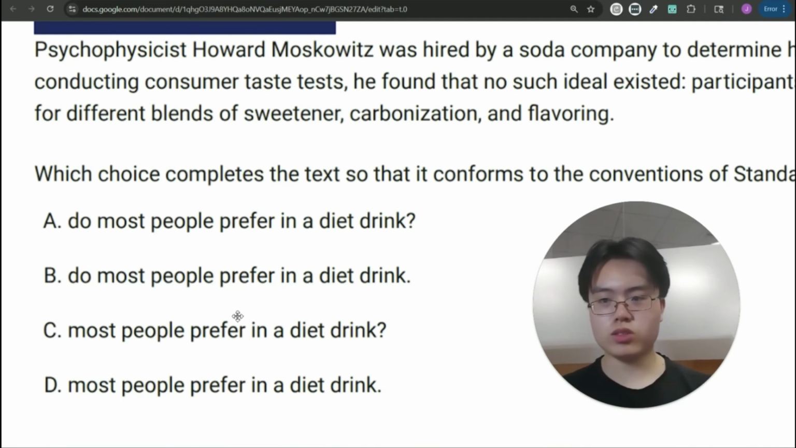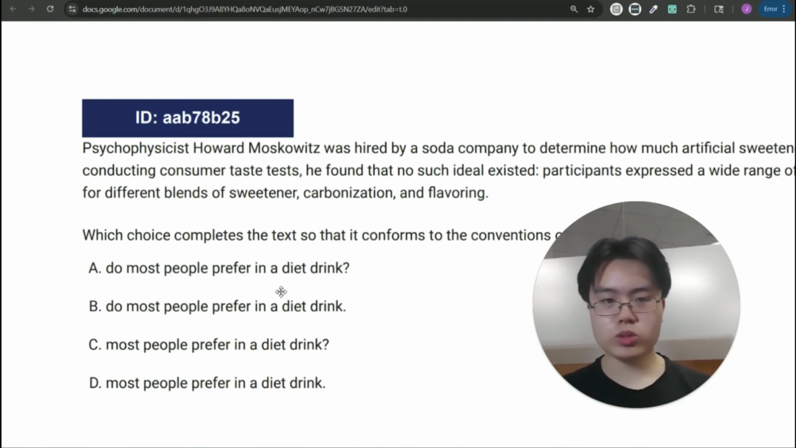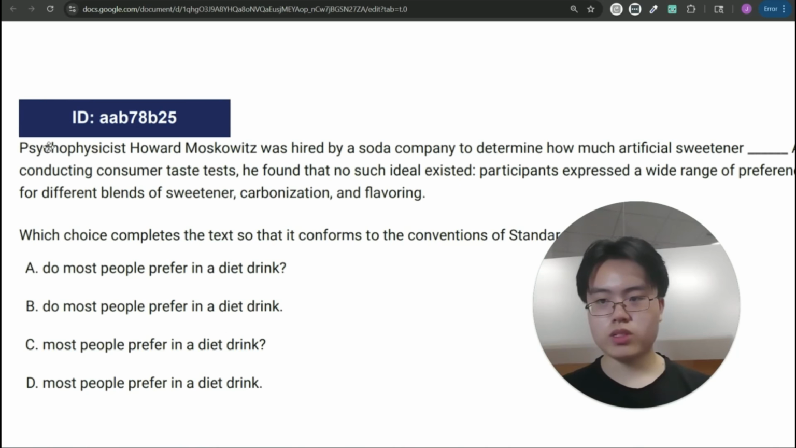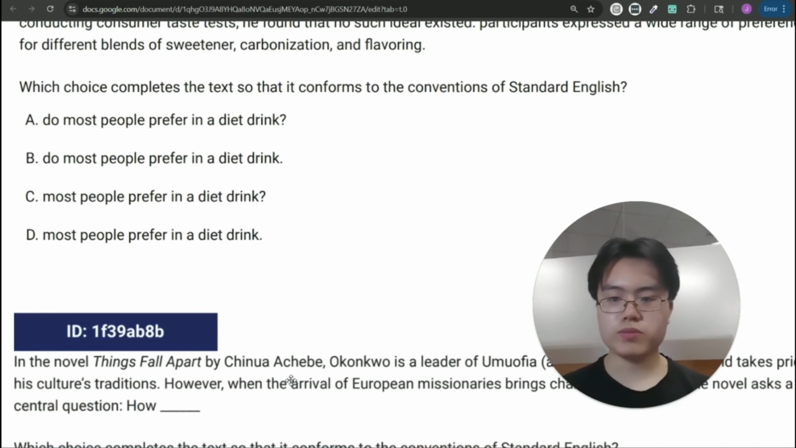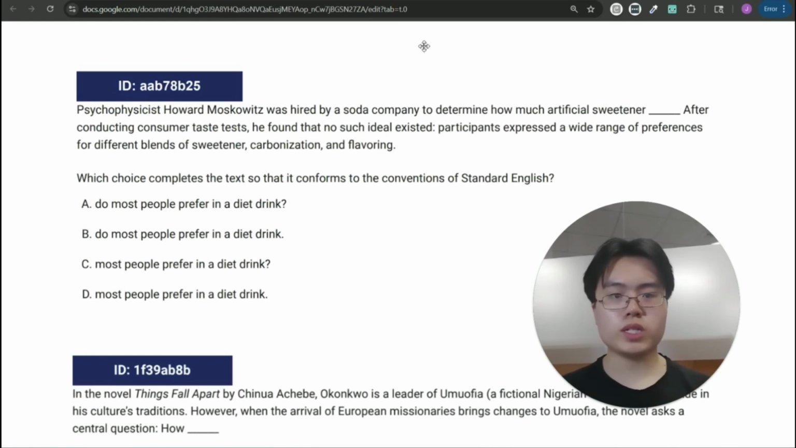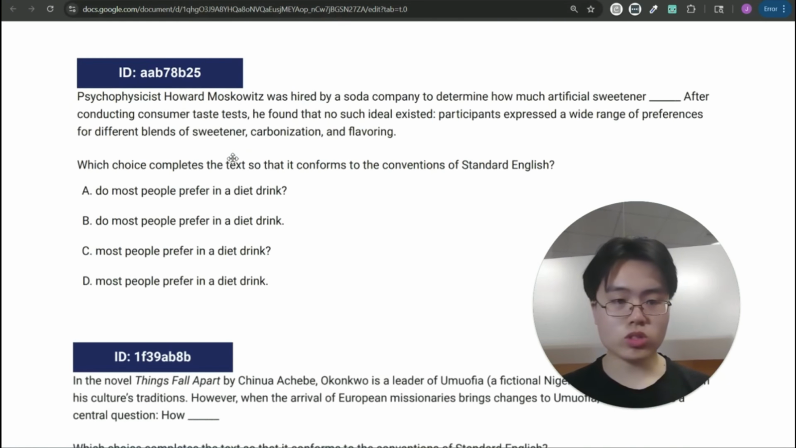If it was at the beginning, then the answer would probably be C, because that's how you normally start a question with "do." But really, I would just look at the beginning of the question and see if that's how you normally start a question. If not, then you just pick the one that's not a question. If it is, then you pick the one that is a question and just pick the one that sounds best from there.